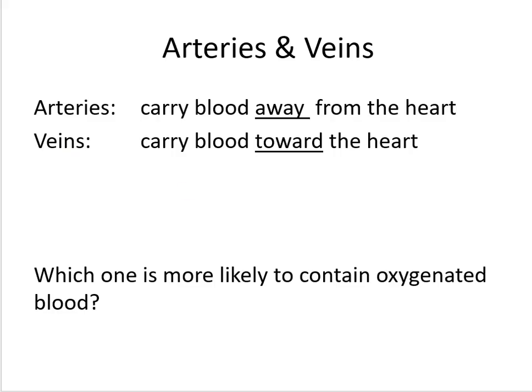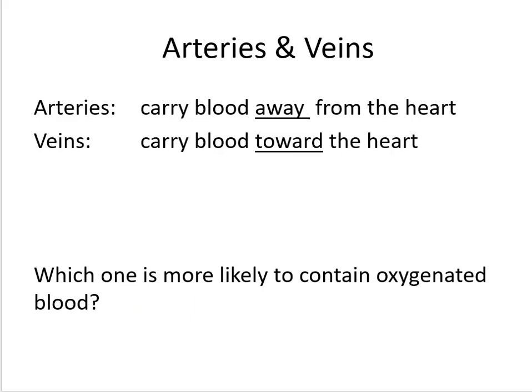So by definition, an artery is a blood vessel that carries blood away from the heart, and a vein is a blood vessel that carries blood toward the heart. So remember that you got two sides of the heart. If there is a blood vessel that is bringing blood toward the heart, then we call that a vein. If it's moving blood away from the heart, we call that an artery. So the question I have at the bottom, and you may wish to pause the video to take some time to think about it, is which one of those, arteries or veins, is more likely to contain oxygenated blood?